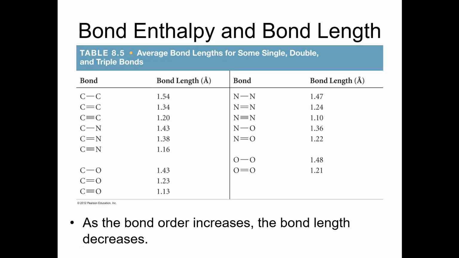Okay, one more slide. I'm sorry. Just a quick comment about bond length. We've talked about the fact that higher order bonds are stronger and require more energy to break. They're also shorter. And so you can see on this slide that in comparing the length of a carbon-carbon single, double, and triple bond, as the bond order increases, the bond length decreases. That's true in every case, whether it's carbon-carbon, carbon-nitrogen, carbon-oxygen, nitrogen-nitrogen, nitrogen-oxygen, oxygen-oxygen. As bond order increases, the bond length decreases.